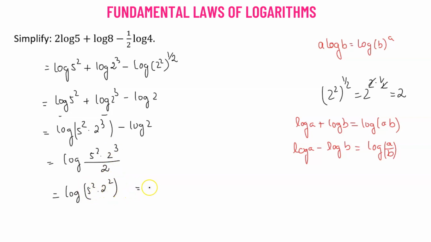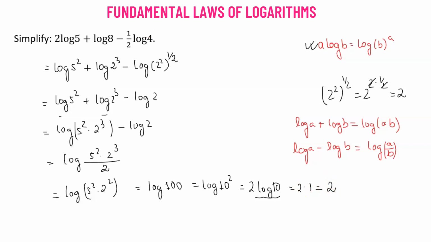What's the value of 5 squared times 2 squared? So that's simply 100. Now what's 100? 100 we can also represent as 10 squared, means the same thing. So we can again use this property to get 2 times log of 10. And we know that the log of 10, that value is equal to 1. So that will be 2 times 1, which is equal to 2.